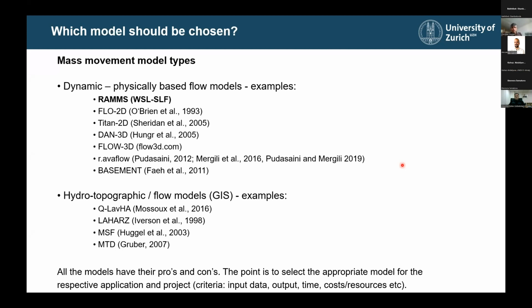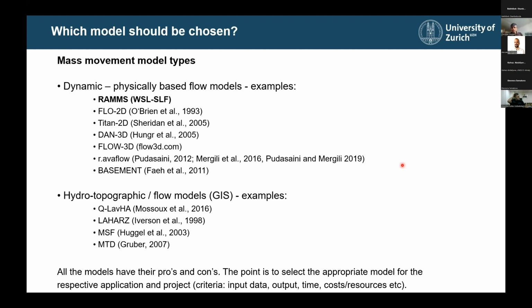First, we have here RAMS, and I will tell you a few words about why we think RAMS is a good model for the purpose in Central Asia. These are all dynamic, physically based flow models. We have Flow 2D, which started off many years ago and is still an important commercial model, quite widely used for flow, for inundations, river flows, and also debris flows. Titan 2D was originally developed for volcanoes, but has also been used beyond that. Dan 3D is certainly an important model for landslides and debris flows, widely used. Then Flow 3D is also widely known.